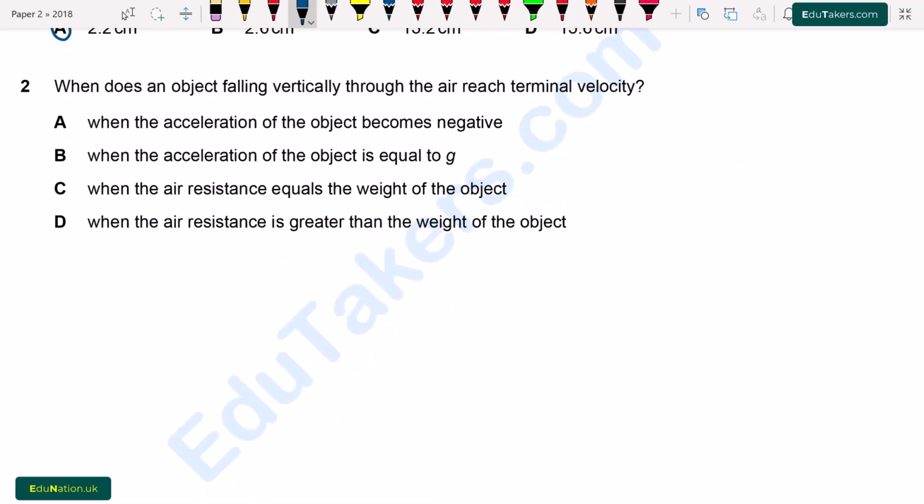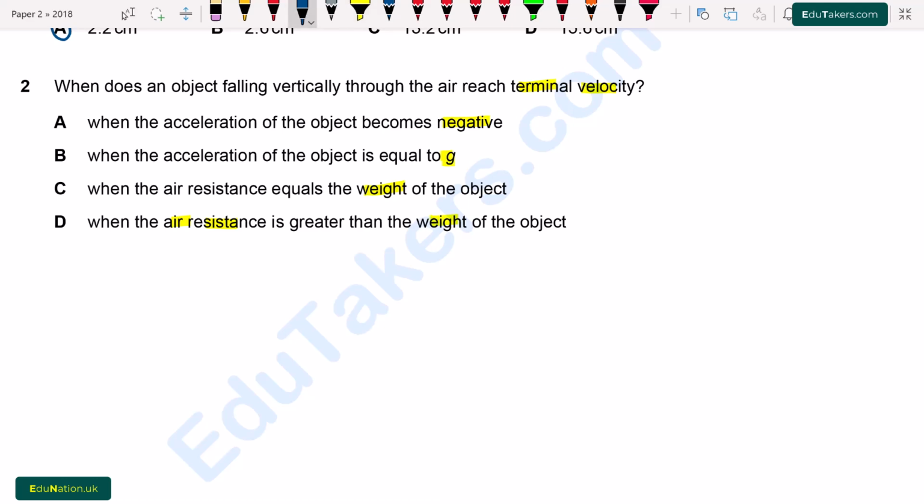Question number 2. When does an object falling vertically through the air reach terminal velocity? Option A. When the acceleration of the object becomes negative. B. When the acceleration of the object is equal to g. C. When the air resistance is equal to the weight of the object. D. When the air resistance is greater than the weight of the object.